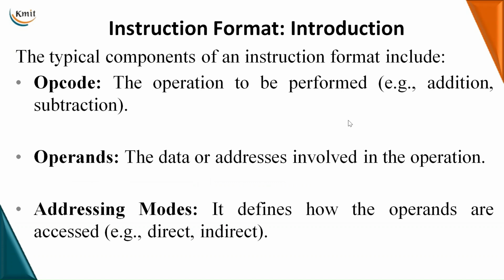Operand is nothing but the data or the addresses which are involved in the operation. In place of operands, you can directly give a data or operand value, or you can give the address of the memory location or the address of the register where the particular operand resides. That is the operand field. And lastly, the addressing mode. This addressing mode defines how an operand can be accessed, whether it is a direct address or an indirect address. Depending upon the mode bit, you can identify whether the operand is a direct address or an indirect address.